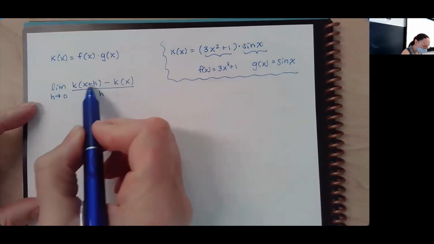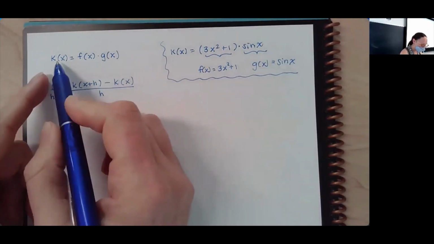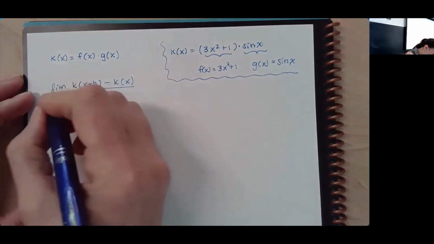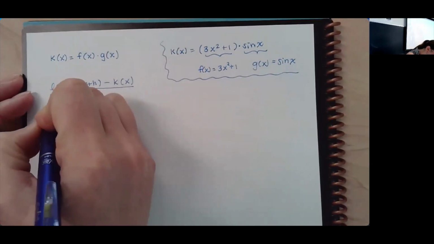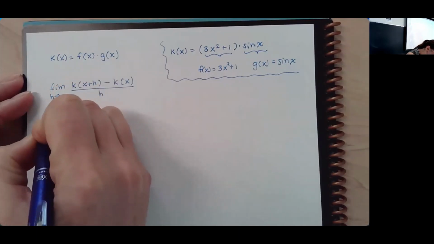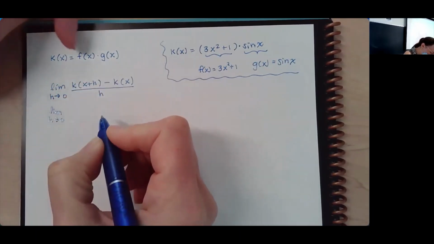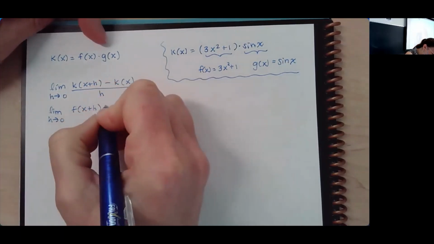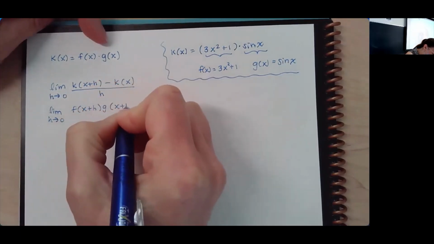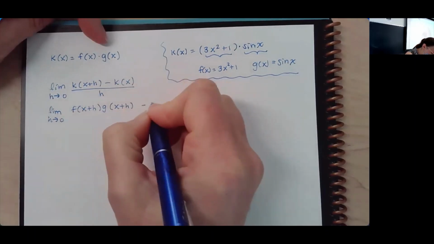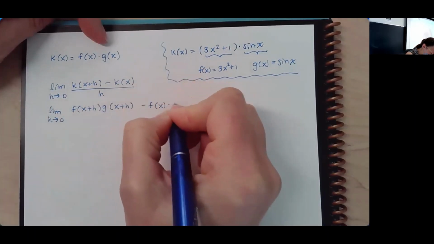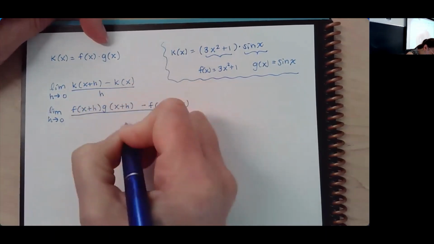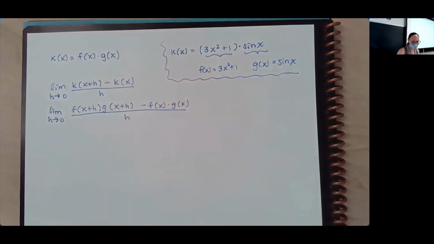Well, this means that everywhere I have an x in my k of x, I've got to replace that with x plus h. So I am looking at a limit as h approaches 0 of f of x plus h times g of x plus h minus f of x times g of x, whole thing over h.